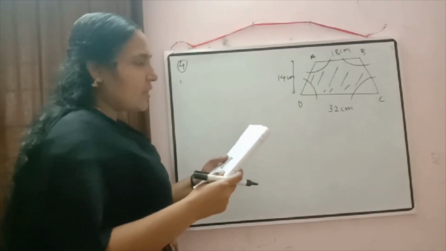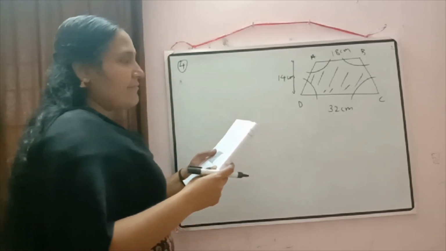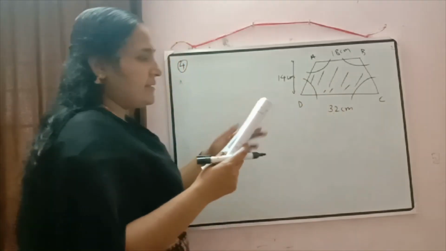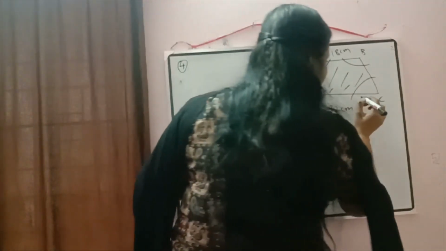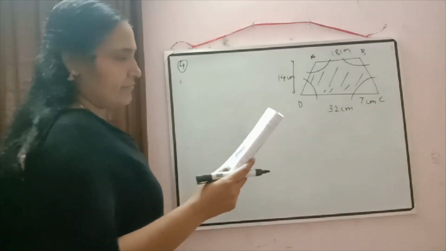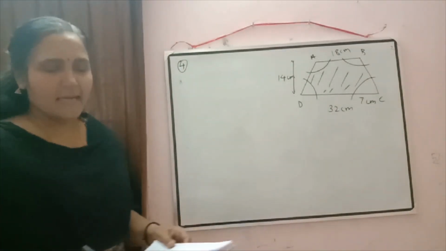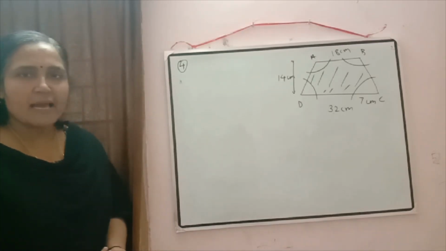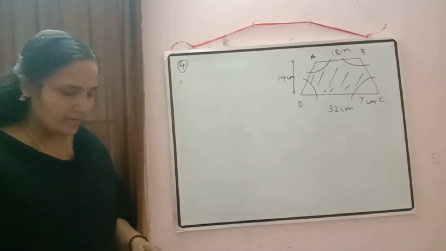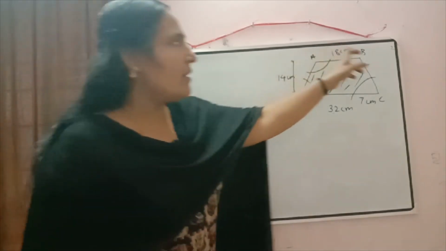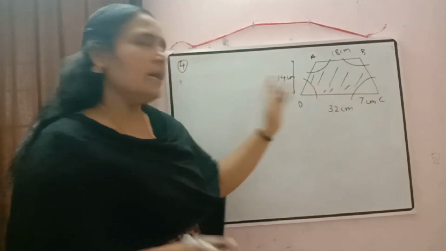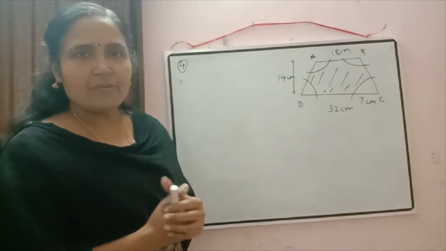Now circles of equal radii 7 centimeter with centers as A, B, C and D are drawn. So radii of all these are same 7 centimeter. Find the area of shaded region. So from the diagram only I think it is clear how we will calculate the area of shaded region. Yes, area of trapezium minus area of these four sectors, that only we have to do here.